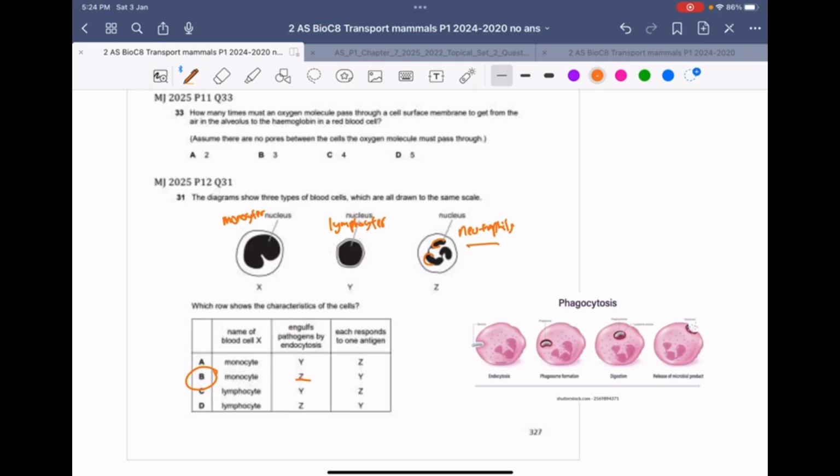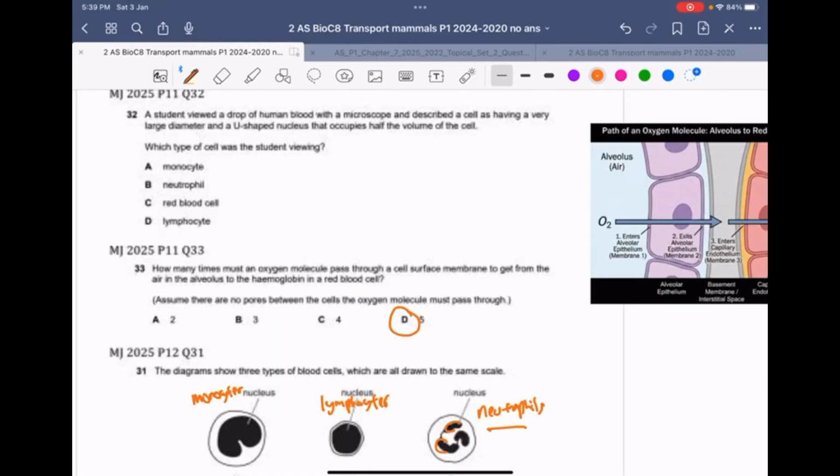So what neutrophil can do is perform the phagocytosis. So this is an example of neutrophil. They engulf the bacteria by the endocytosis. So it's an overall process of phagocytosis. So the Y is a lymphocyte. Lymphocytes will produce an antibody to bind to the antigens on the surface of the pathogens. So this is D.